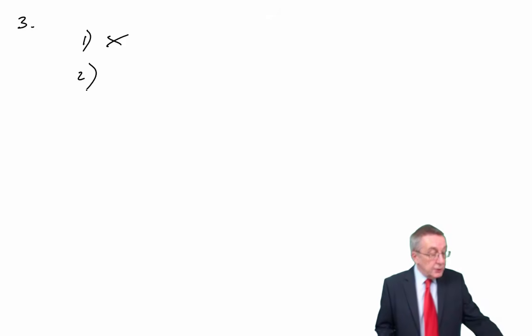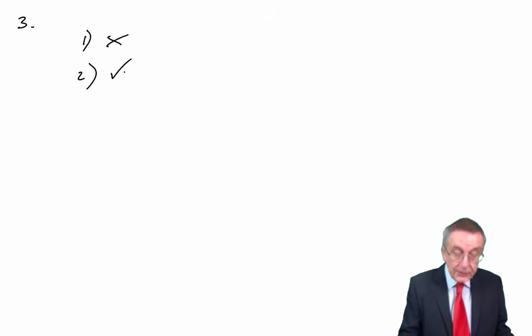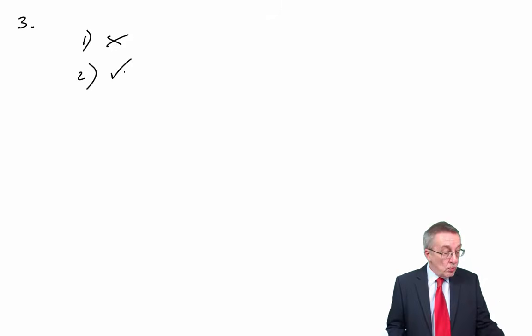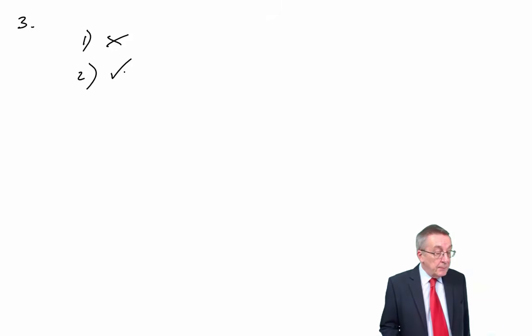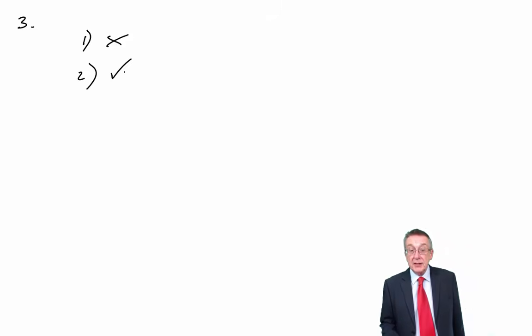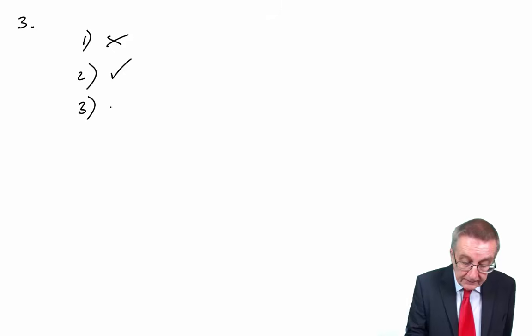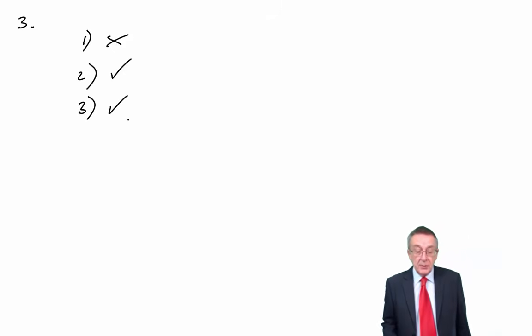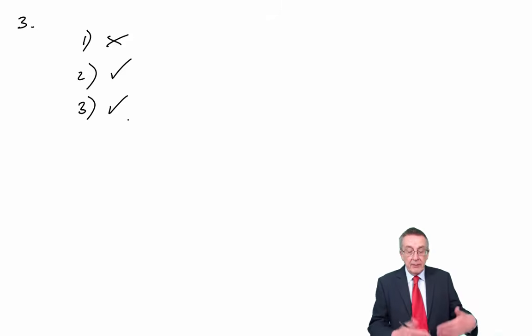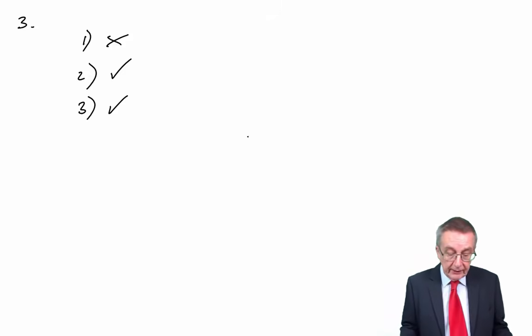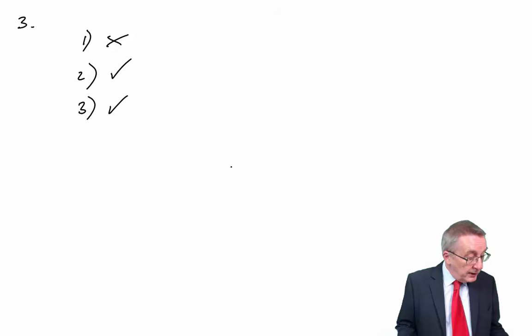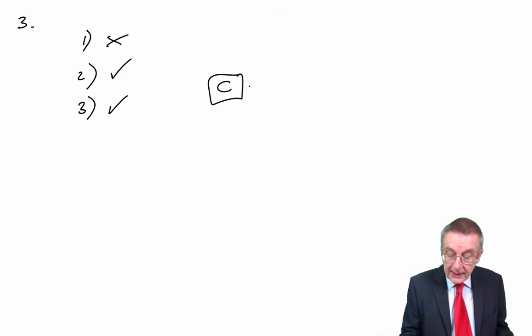2, financial statements must be produced. That is true. And 3, a company continues to exist regardless of the identity of its owners. Yes, the company is separate from the owners. The company stays, however much the owners might change or whatever. So it's 2 and 3 that are true. The answer is C.